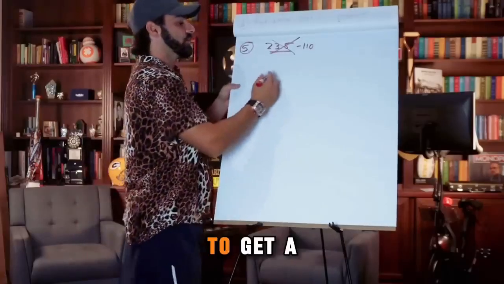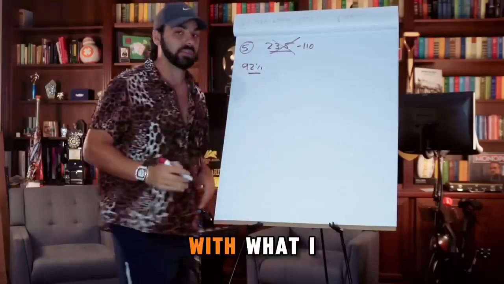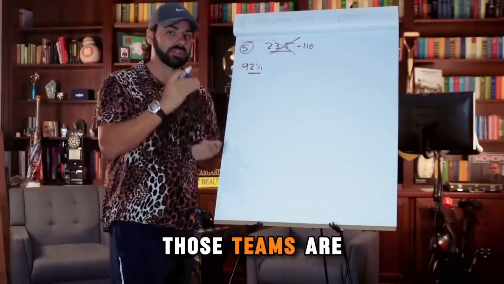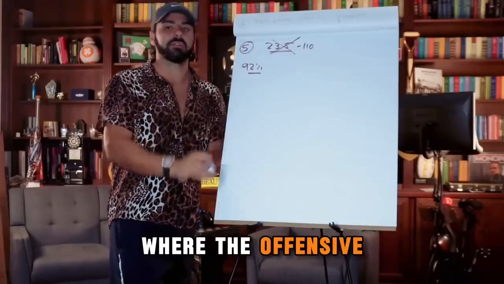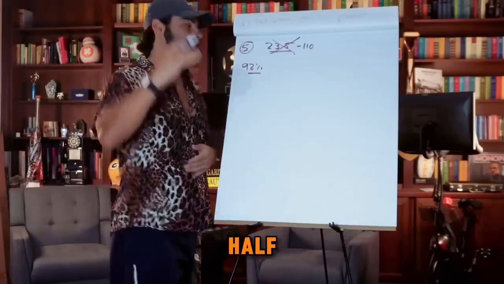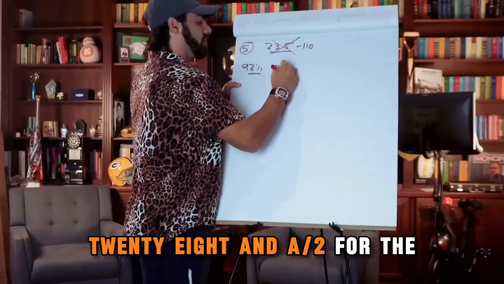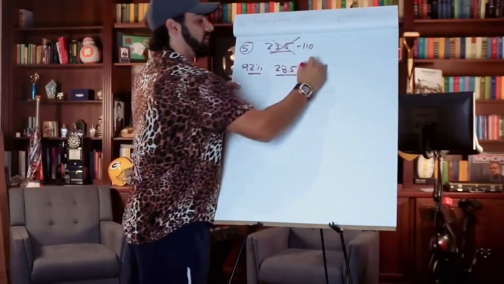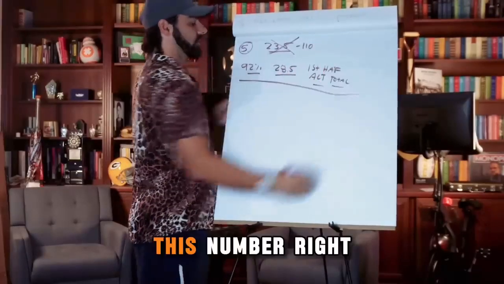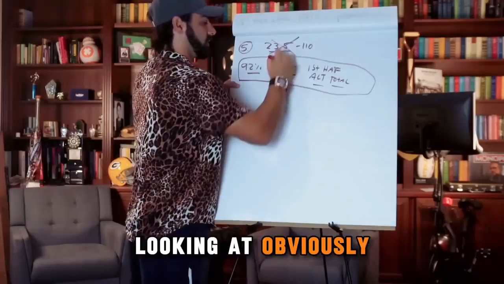So the number to get a 92% win rate so far this season with what I just showed you, as long as those teams are lining up where the offensive yards per play are in the bottom half and the defensive yards per play in the top half, is this number right here, okay? 28.5 for the first half alternate total. This number right here, it's 92% of the time. You're looking at, obviously, the under.